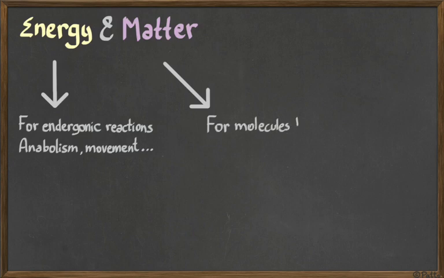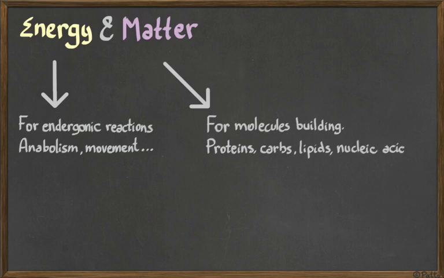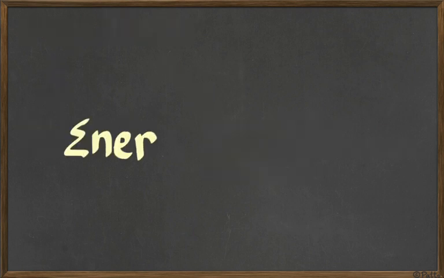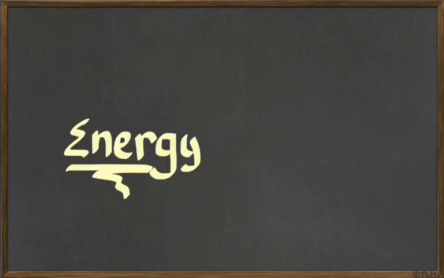Matter, on the other hand, is for building molecules. They are going to be building proteins, carbohydrates, lipids, nucleic acids, and the classic, the most important and most numerous ones are hydrogen, oxygen, carbon, nitrogen, and phosphorus. So we are going to be talking about matter later. But today, let's talk about energy.